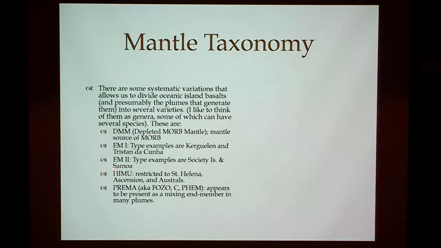And high mu, the term comes from the fact that those islands are characterized by particularly radiogenic lead, and geochemists speak of the uranium-lead ratio as mu, so high. If they have radiogenic lead, they must have had a high uranium-lead ratio, or high mu. And then there's PREMA, which is, I guess, a Zindler and Hart acronym for prevalent mantle. We'll look at where these fall in a moment.